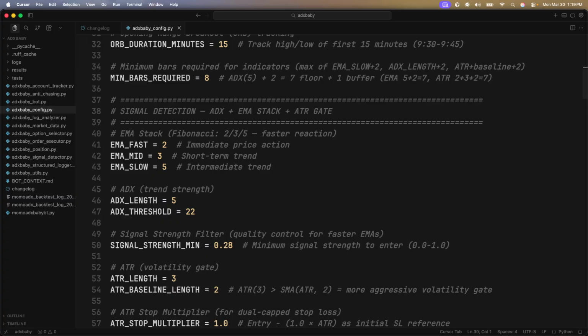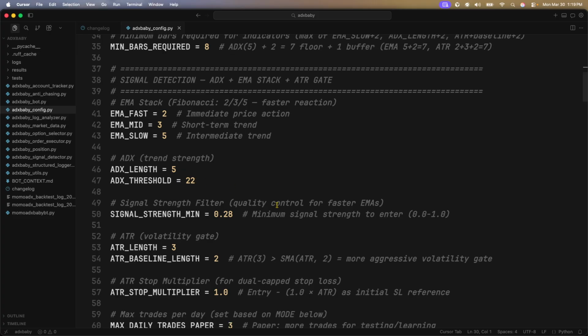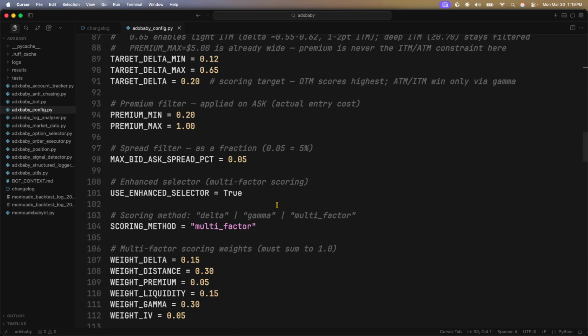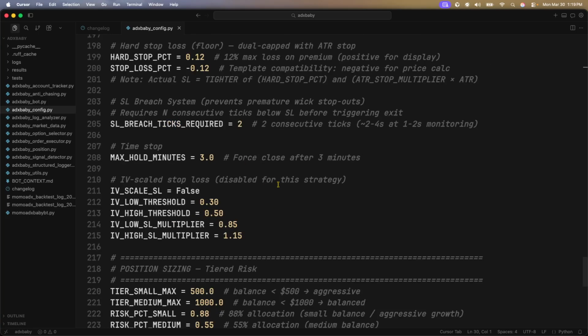One thing we did was notice that the EMA before was 3, 8, and 15. Slower EMAs meant we were missing moves that already happened, right? Using the Fibonacci sequence to react faster, what we found is 2, 3, 5 is a lot better. In addition to that, the threshold, right? We went from 7 minutes to 5 minutes, and we went from 25 to 22. We also added this breach system, meaning we noticed that the bot was exiting trades way too early. So we added this breach system.